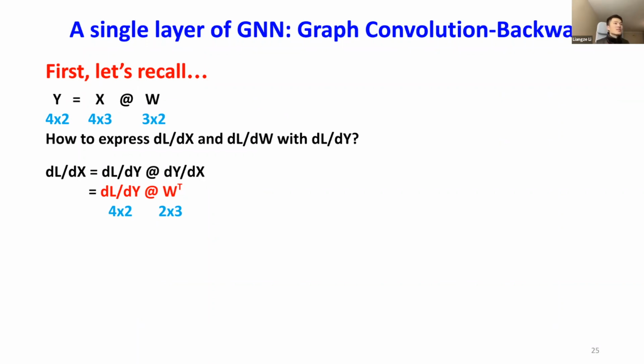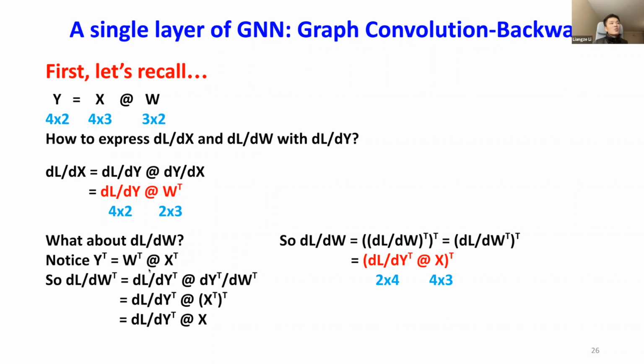That's very easy. Remember that if Y is X times W, then dY/dX is just W transpose. And we take a sanity check in here to check the dimensions. So dL/dY is the same dimension as Y, right? So that's 4 times 2. And what is the dimension of W transpose? Since W is 3 times 2, W transpose is 2 times 3. So this works out to be 4 times 3, which is the same dimension as X. So that's why we can be confident that this is probably correct.